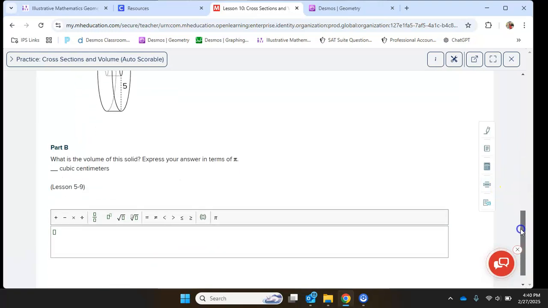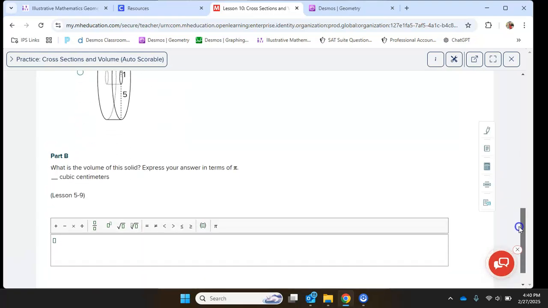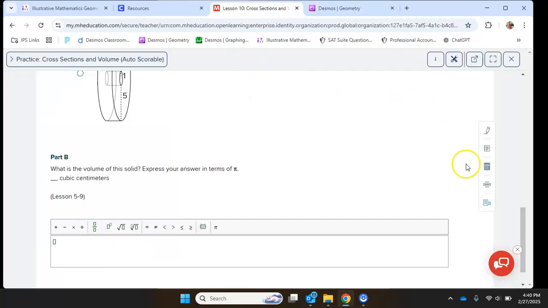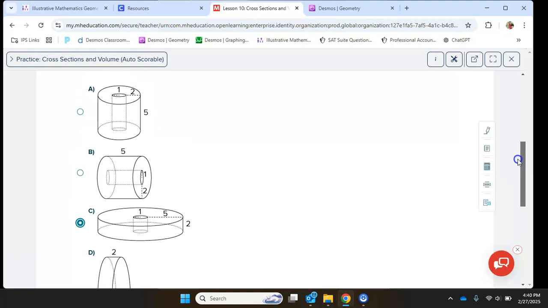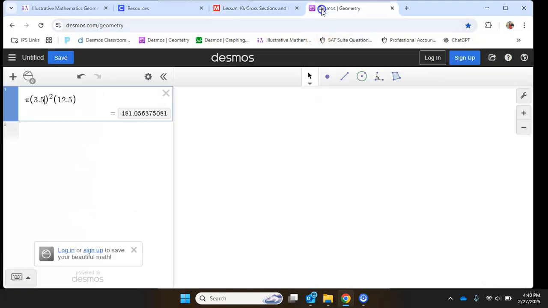What is the volume of this solid? Express your answer in terms of pi. All right, so we'll be using pi r squared times height. If you look at the figure, the radius would be this 5 plus 1. The radius would be 6. Pi r squared is pi 6 squared. And then the height we know is 2.